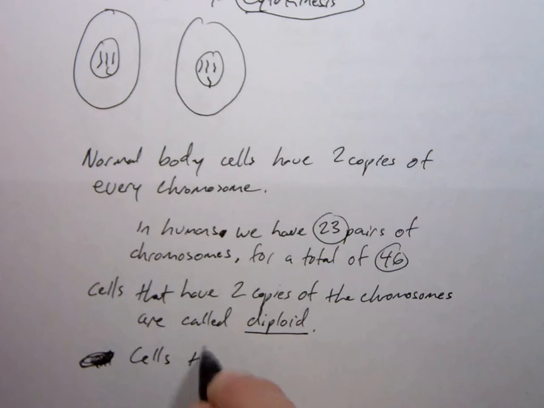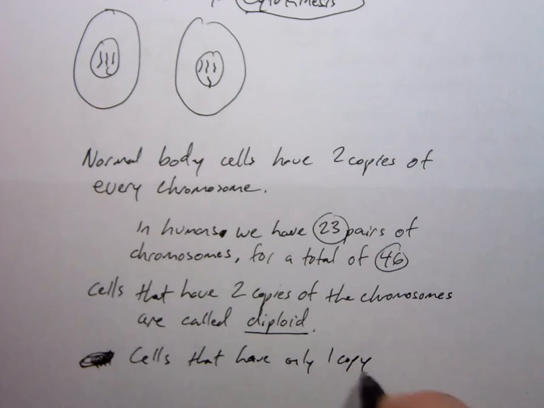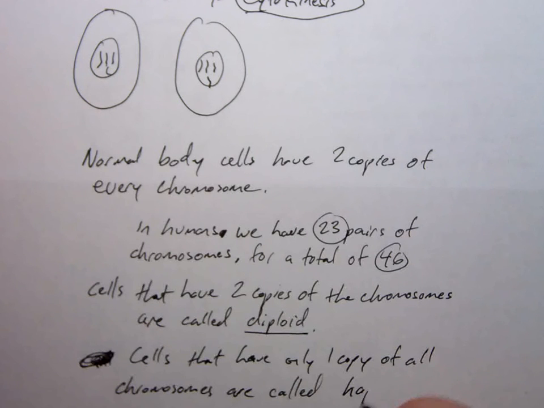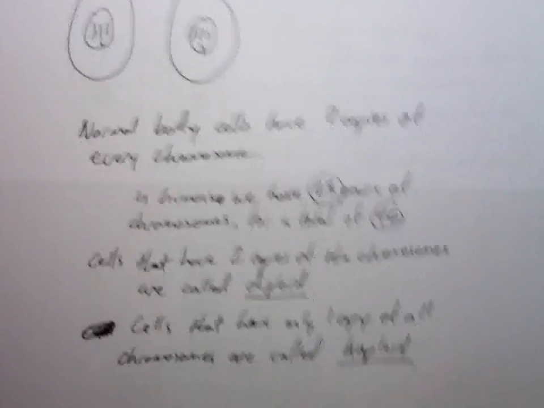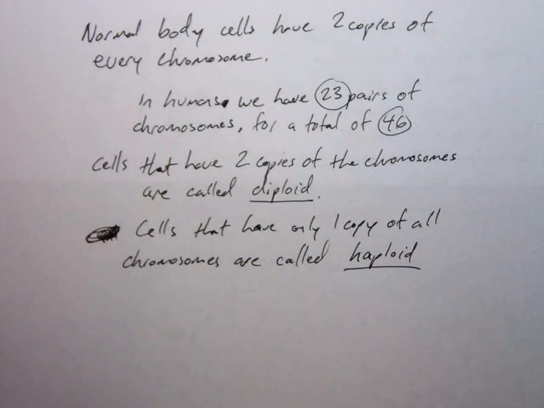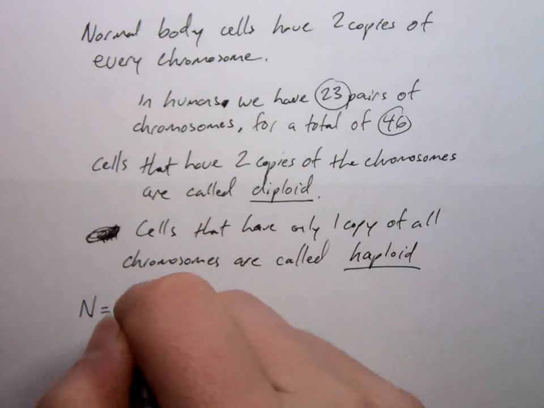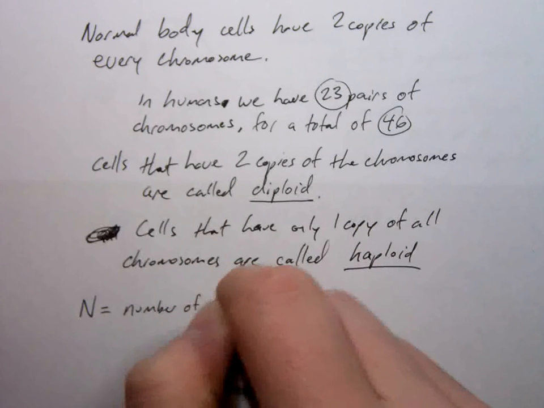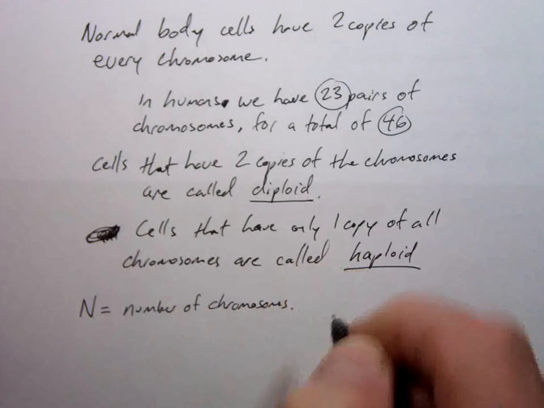Cells that have only one copy of all chromosomes are called haploid. Haploid. Just a couple more things to drop on here. Capital N equals number of chromosomes.